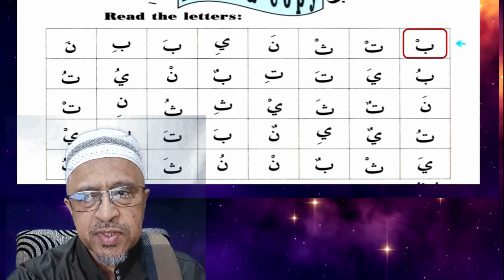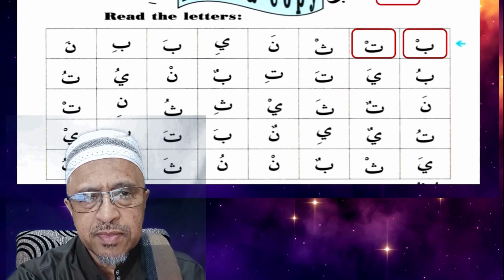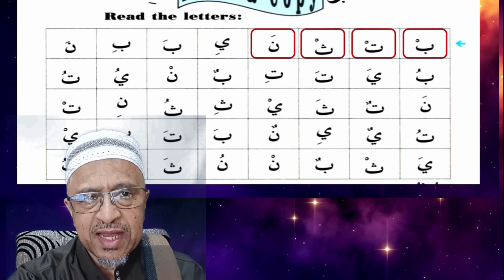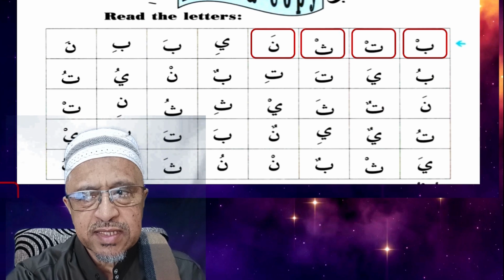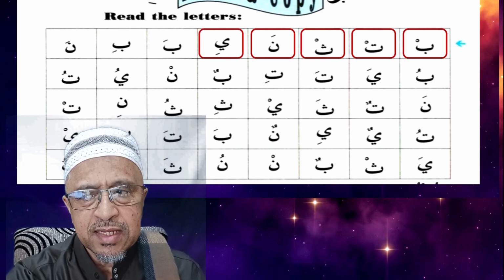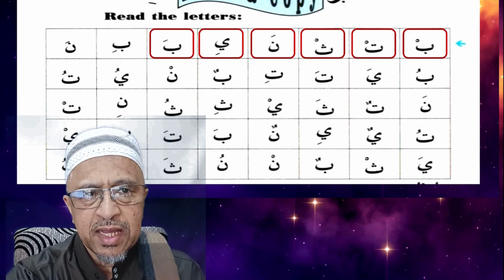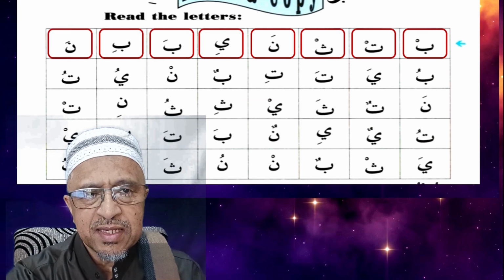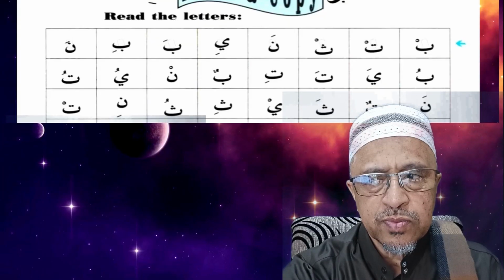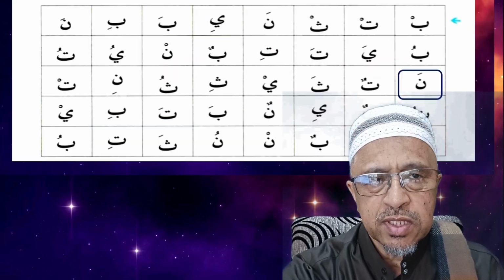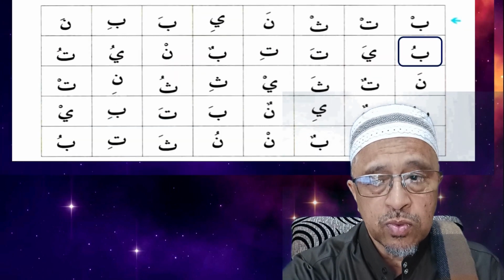Second one, T. Third one, Th. Then we have Na. Next, Y. Next one, Ba. Then B. And finally, Na. So that's the first row. Let's go to the next row. First one is Bu.